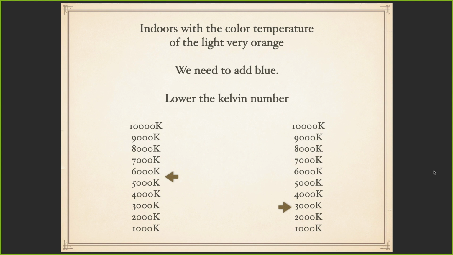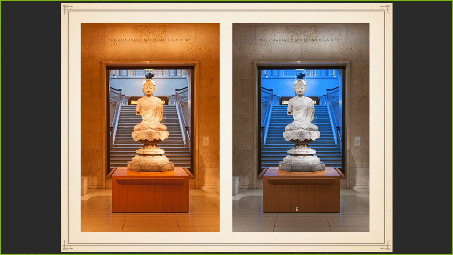Indoors, with the color temperature of the light very orange, we need to add blue. So it's a lower Kelvin number. Okay, so here on the left, we have it towards the orange. So we're going to add a lower Kelvin number to add the opposite color in there. So here's an example of that.